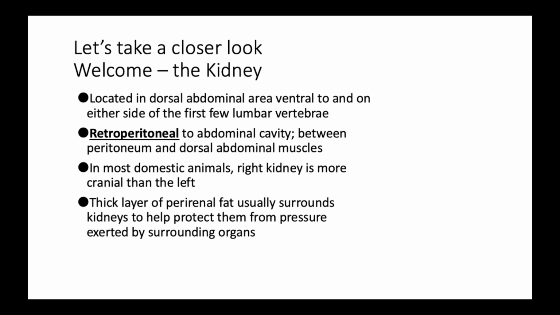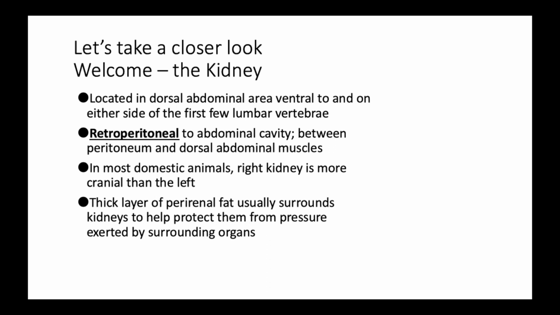So we're going to take a closer look, bring in the kidney. It's located in the dorsal abdominal area, ventral to and on either side of the first few lumbar vertebrae. Essentially it's close to the spine, so it's really far up, or dorsal, in the animal. It's retroperitoneal to the abdominal cavity, so it doesn't sit within the abdominal cavity. It sits between the peritoneum, the abdominal cavity membrane, and the dorsal abdominal muscles, the epaxial muscles.